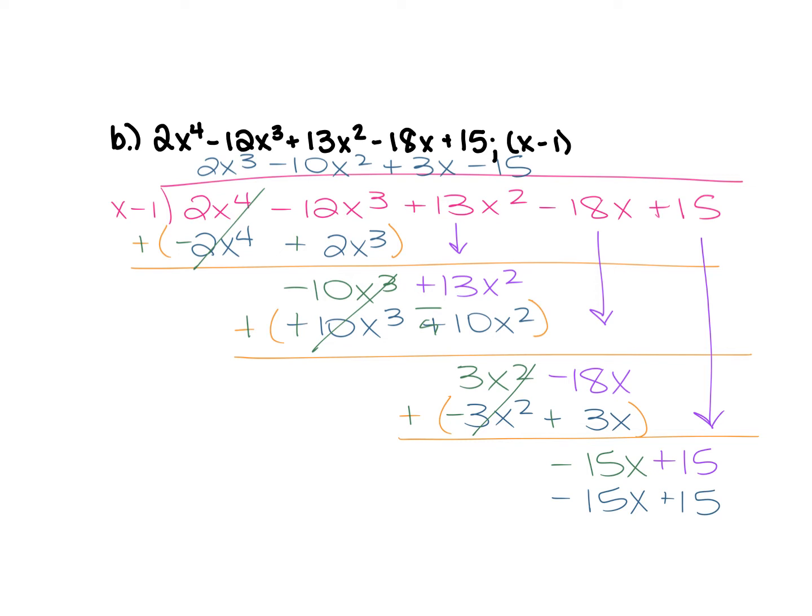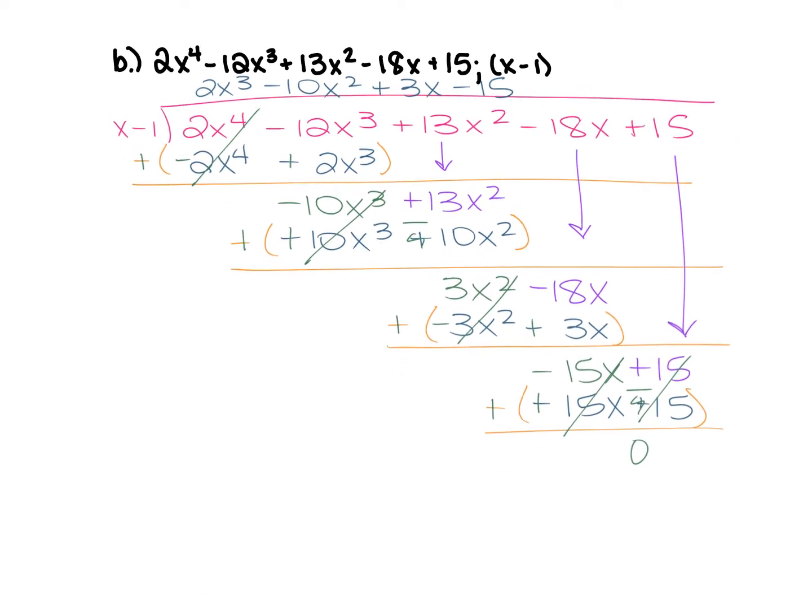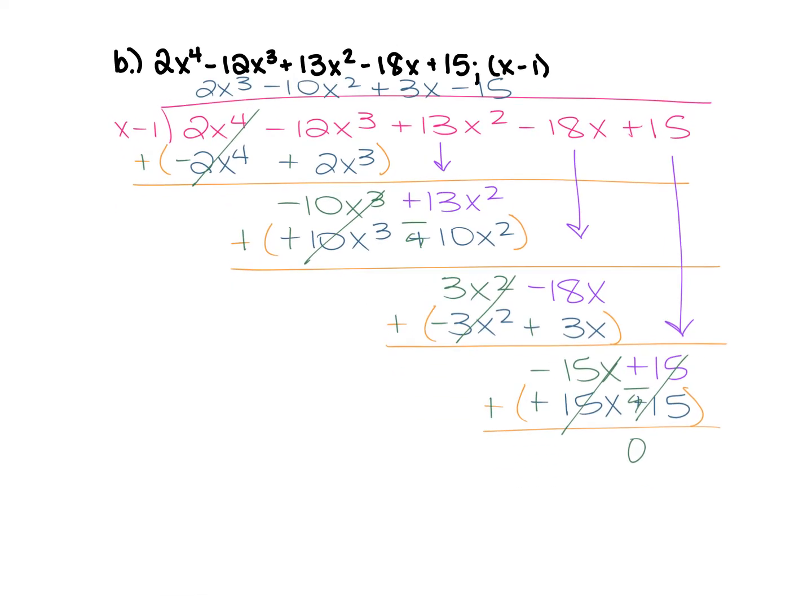plus 15x, or 15. Subtract these. Add your opposites. When you distribute your negative, 15x cancels, 15 cancels, you have a remainder of 0. So the only part that is your answer on this one is the 2x cubed minus 10x squared plus 3x minus 15.